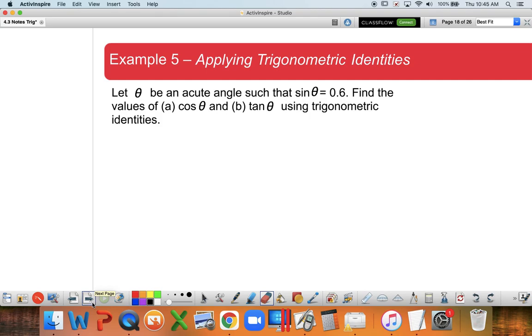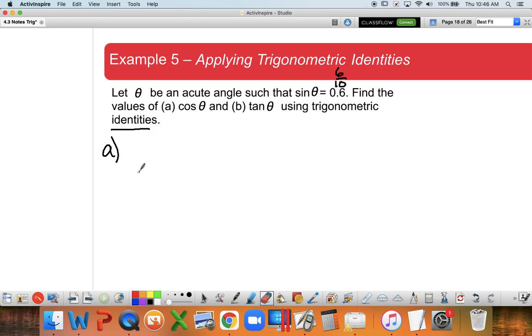So let theta be an acute angle such that the sine of theta is 0.6. Find the value of cosine theta and tan theta using identities. Notice I'm not going to draw a triangle. I could, right? I definitely could. I could say, well, sine is just a 6 over 10. Let me make a triangle. Feel free to do that, but let's try to also do it a different way. We're going to stretch ourselves and try to use these trigonometric identities.